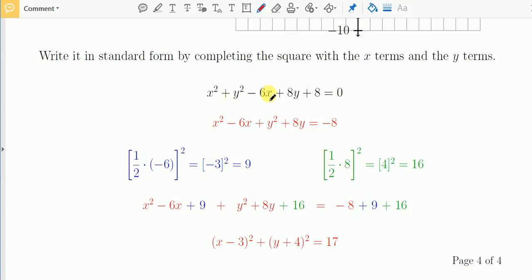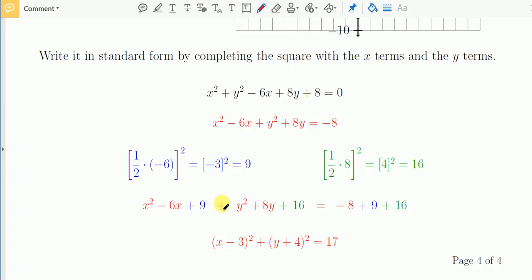So first I move the x terms together, and then I move the number to the right-hand side, because you only want the x squared and the x term, y squared and the y term. Now take this coefficient minus 6 divided by 2, squared, gives you 9. Therefore you add 9 on both sides. And then take the y term, 8 divided by 2, squared, that gives me 16. I add 16 on this side and on the right side too.